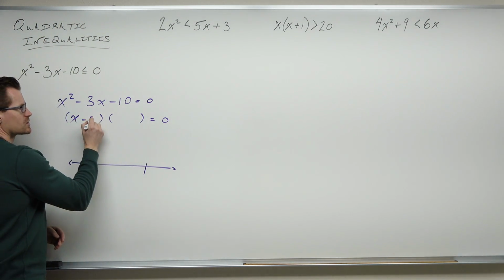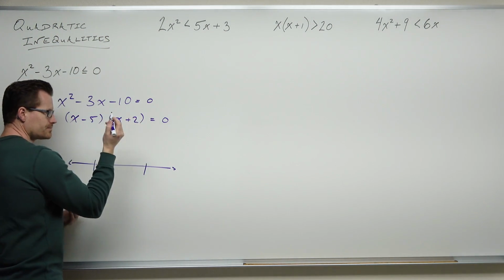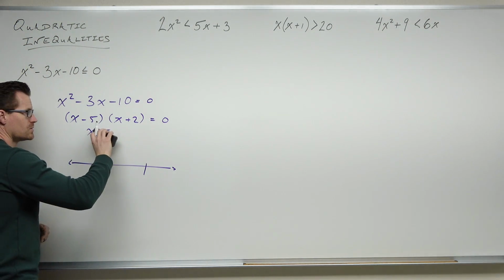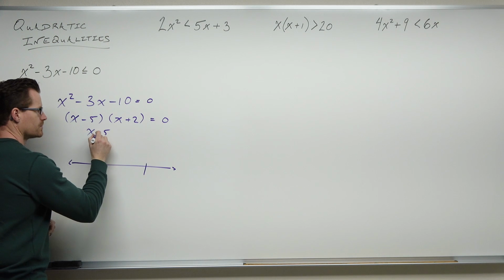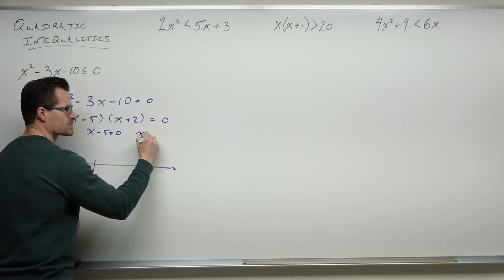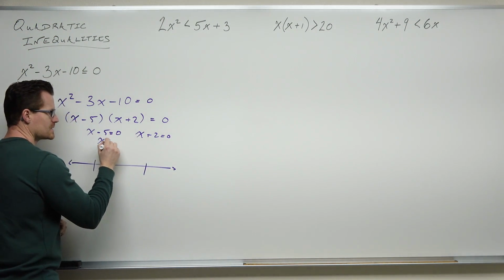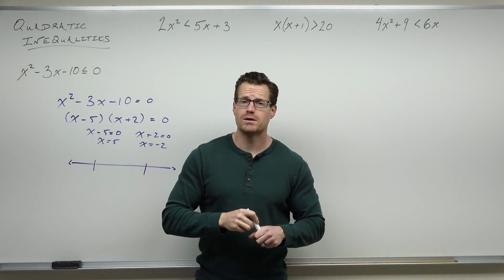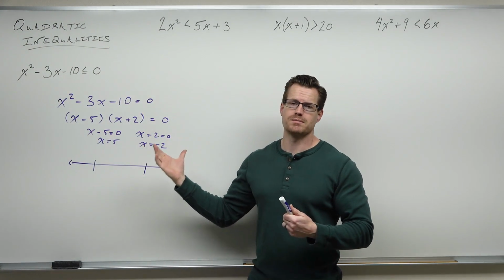So in some way, shape, or form, we're going to factor this. And we understand that x minus 5 equals 0, and x plus 2 equals 0, and that says that x equals 5 and x equals negative 2. You know, I've spent a long time talking about what this actually means.